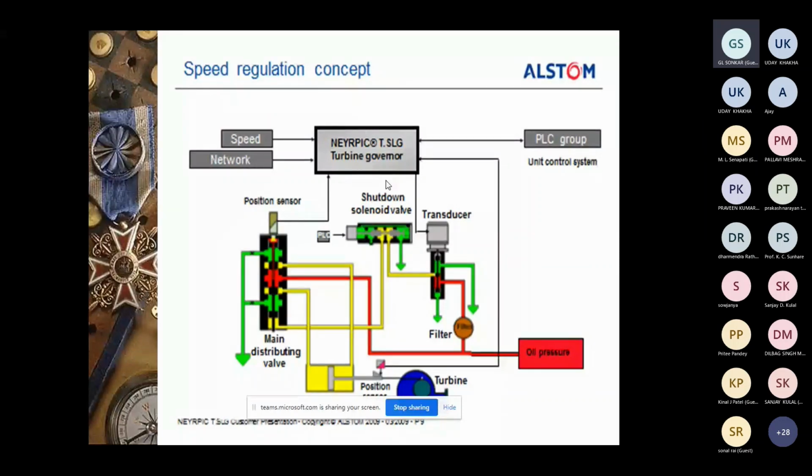So what will happen? Who is supposed to close the guide vanes? Suppose the governor fails. At that time, one solenoid valve is there, the shutdown solenoid valve. Oil goes directly through that solenoid valve. Emergency solenoid valve, people call it the shutdown solenoid valve, ESD. Through the ESD, oil will go to the servo motor and it will close the guide vane and stop the unit.